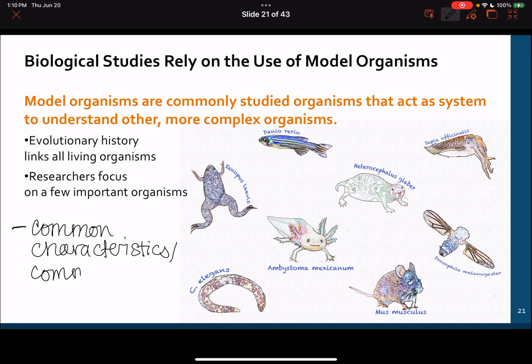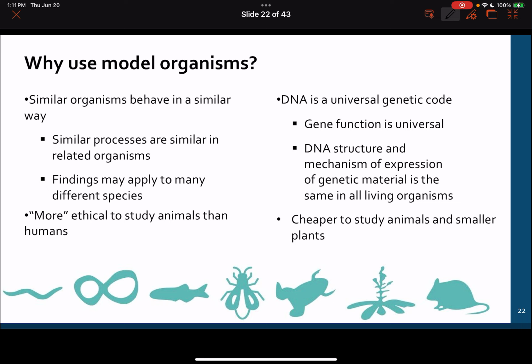What this means is that if we can learn about something in one organism, we can apply it to another. Researchers have focused on a few specific organisms, and that allows us to collect a huge amount of data so that we can use systems biology, so that we can use reductionism to help us understand these different features of different organisms.